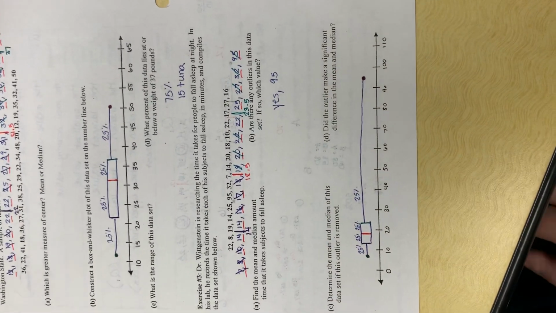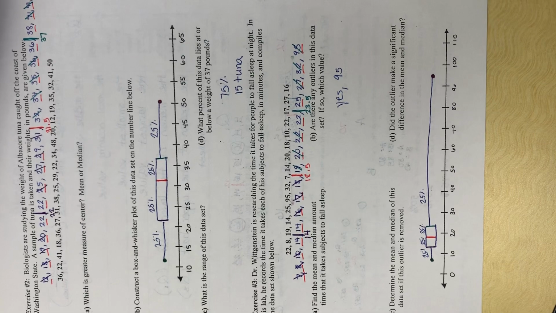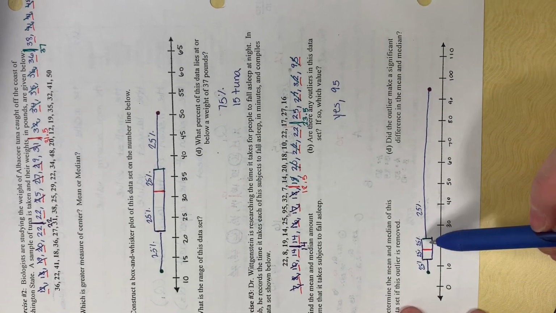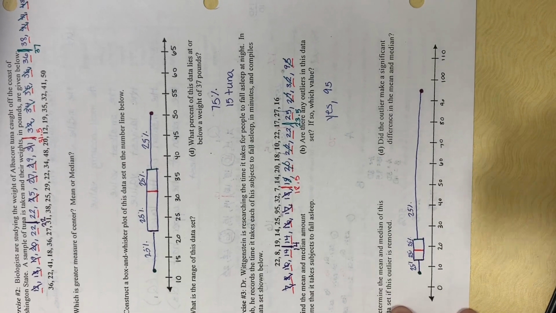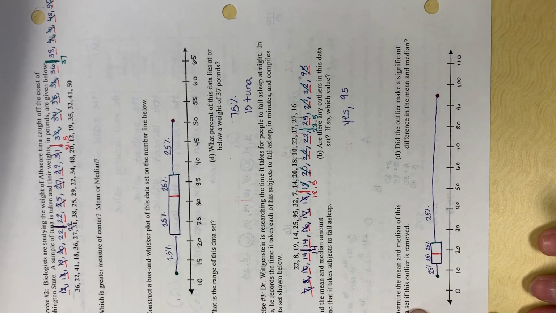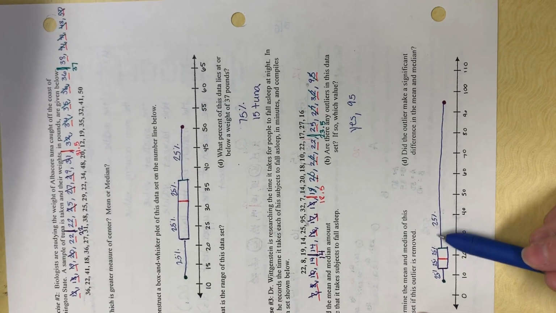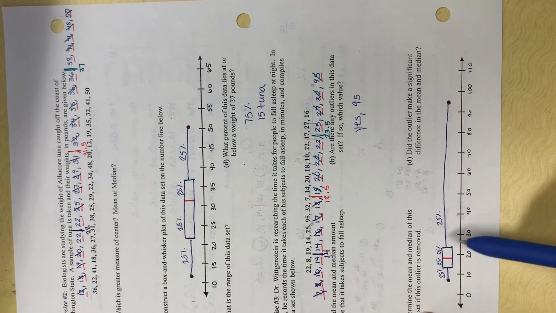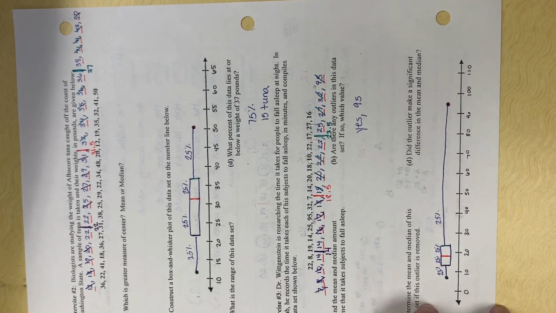So on the EOC, they could ask you what percent of the data took more than 23 and a half minutes to fall asleep. Here's 23 and a half. More than that would be 25%. Then on the EOC, they could say, well, they did 16 people. So what percent of the data is that? 25% of 16 is 4. It doesn't look like it, but it took 4 people 23 and a half or more minutes to fall asleep.